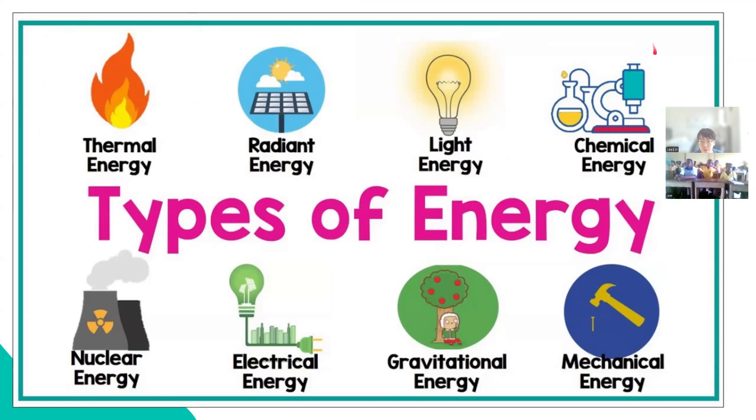We also have chemical energy from chemical bonds. We also have nuclear energy. We also have electrical energy. We use electricity to power many things. And there are also gravitational energy and mechanical energy, which means the energy that is usually in motion. Anything that moves or helps something move has to do with mechanical energy. And you can see there are many different types of energy.